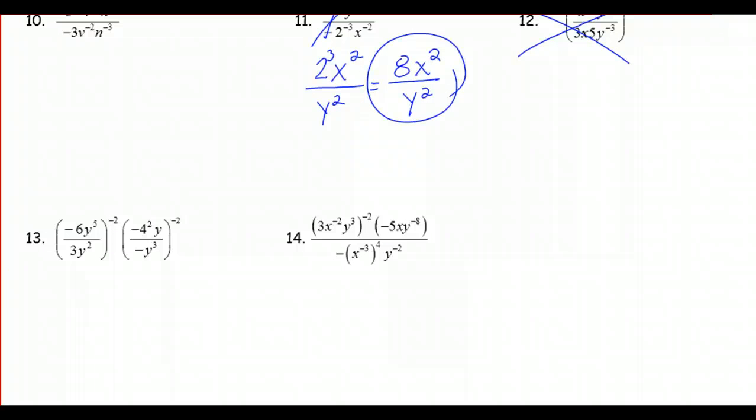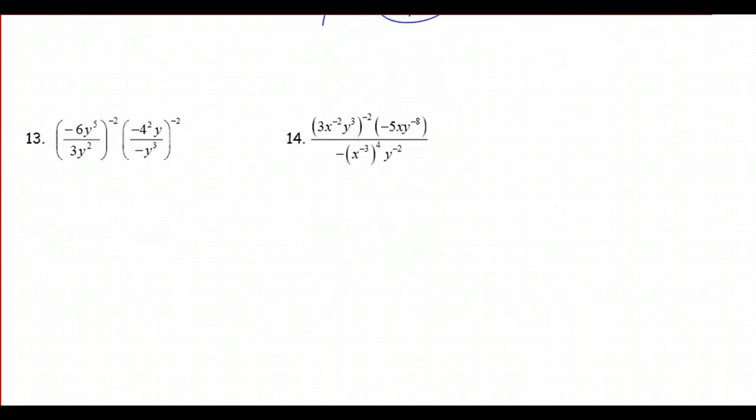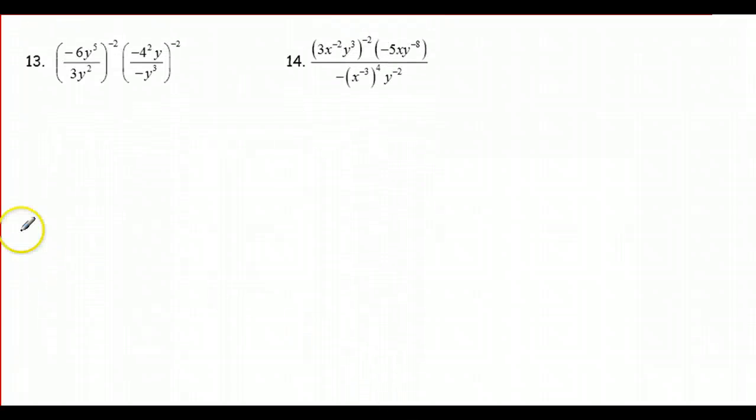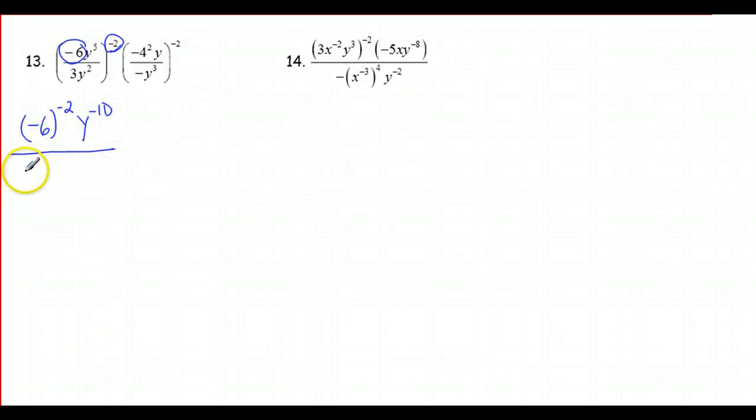So in number 13, the first thing that we're going to do is go ahead and distribute our exponent. Now I'm just going to give myself a little bit more room. Alright, so I'm going to distribute my negative 2. So remember, if I take a negative 6 raised to the negative second, I want to make sure I keep that in parentheses. Negative second. And then I have y to the negative 10th over 3 to the negative second, y to the negative 4th. And over here, I'm going to do the same thing with my negative 2.